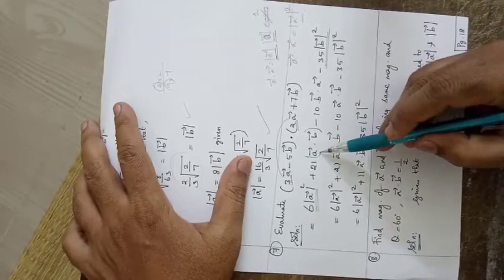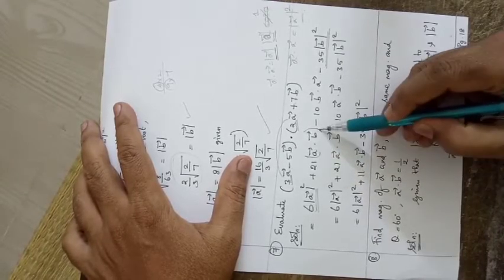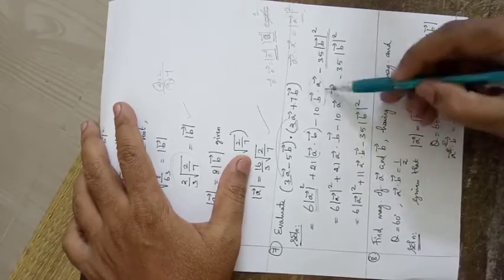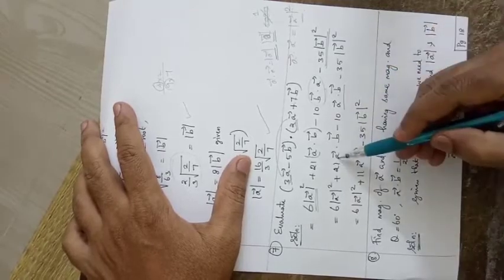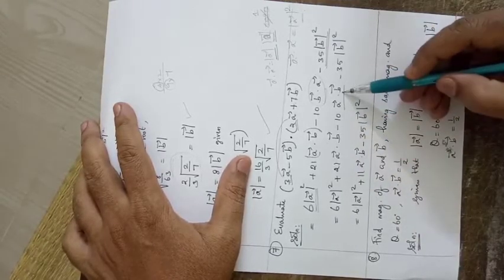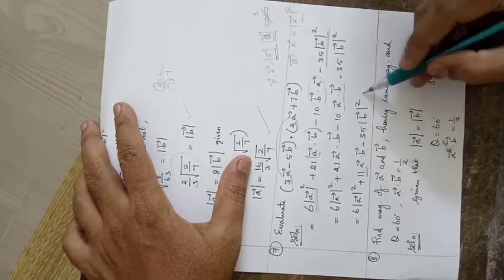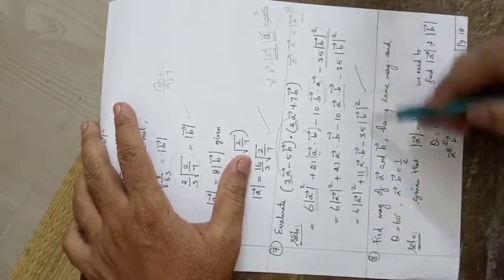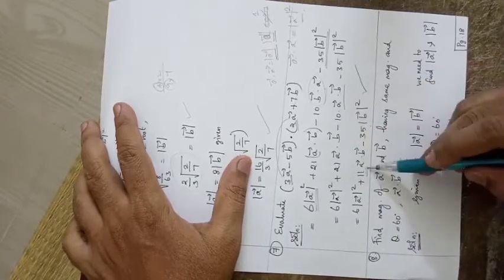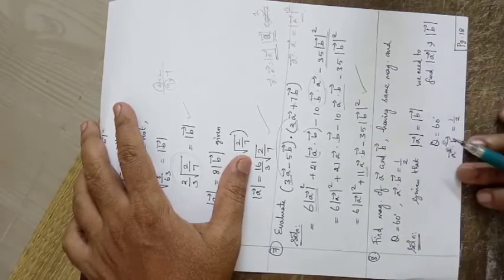Now we know scalar product is commutative. A dot B is equal to B dot A. So B dot A can be changed to A dot B. Now 21 A dot B minus 10 A dot B. 21 minus 10 how much? 11. So 11 A dot B. So this is the final answer: 6A square minus 35B square plus 11 A dot B. Okay, this is your 7th problem.